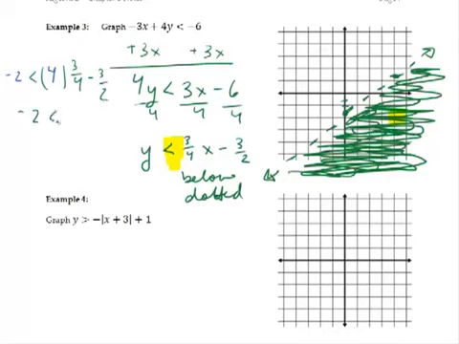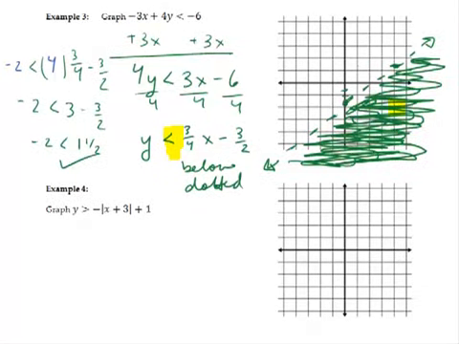we end up getting -2 is less than 3 minus 3/2. 3 minus 3/2 is 3 minus 1.5, so just 1.5. Is 1.5 greater than -2? Yes, it is. True. Okay, good. We're on the right spot.